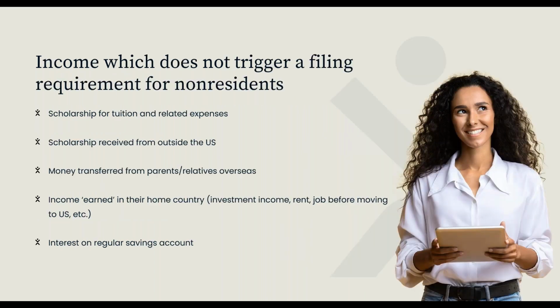On the other side, there are some incomes which won't trigger a filing requirement for non-residents. The first is a scholarship for tuition and tuition-related expenses. If you receive a scholarship that covers tuition, but also covers your room and board, and in some cases maybe your transport to and from school, because that scholarship covers areas that are outside of tuition, that is a taxable scholarship and is considered income. But if your scholarship covers just your tuition, then the IRS are not concerned with it and you don't need to report it on your tax return.